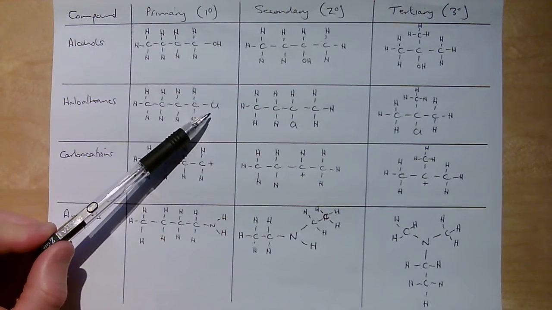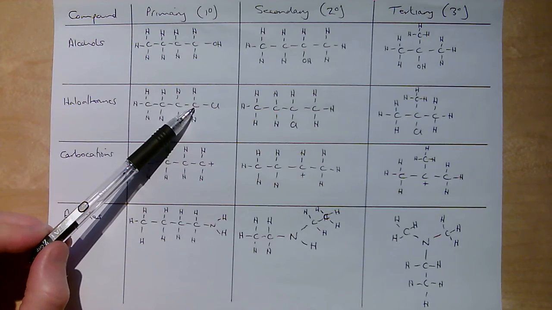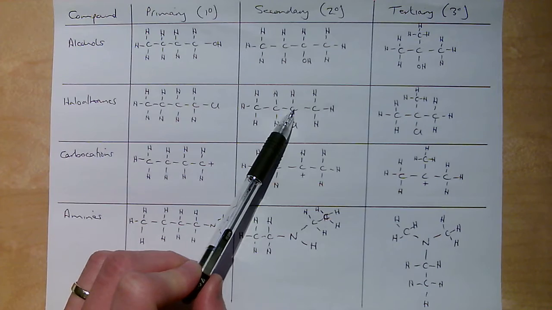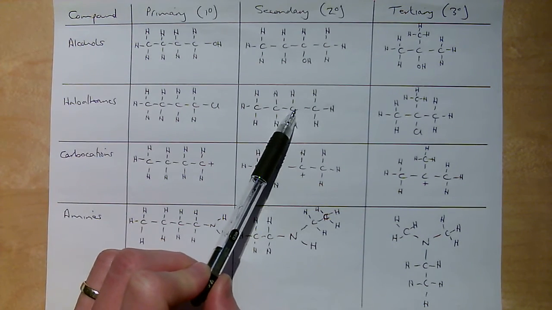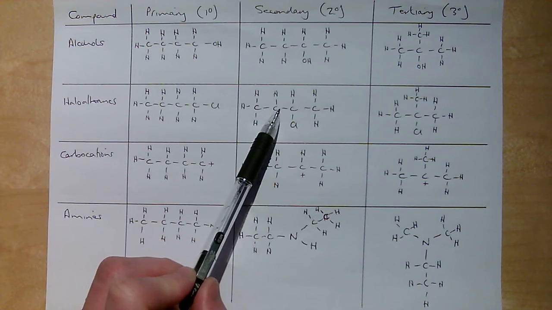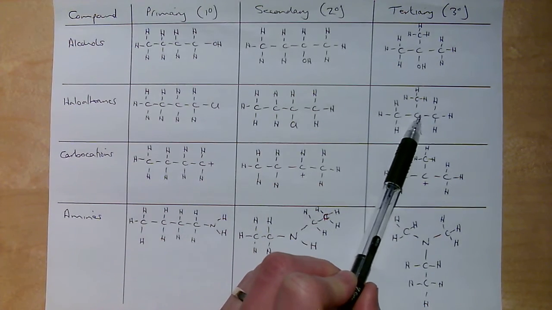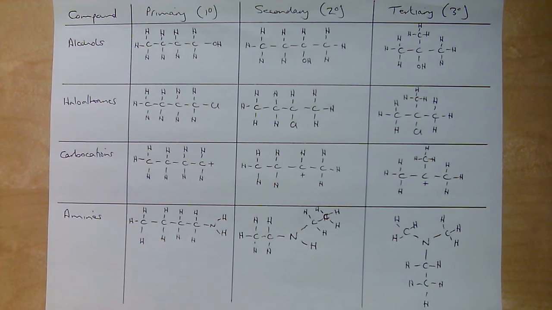Haloalkanes then. Functional group Cl in this case. The Cl is attached to a carbon that's attached to one other carbon. For my secondary haloalkanes, the Cl is attached to a carbon that's attached to two other carbons. For my tertiary haloalkanes, the Cl is attached to a carbon that's attached to three other carbons.